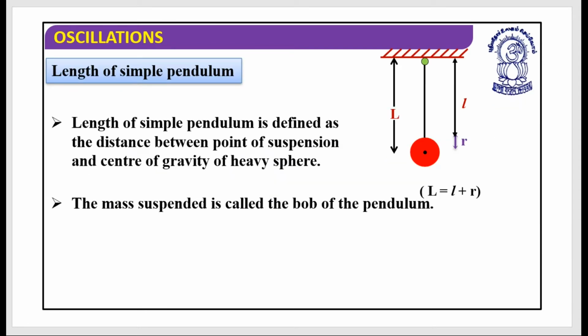What should be the length of a simple pendulum? When we define the length of a simple pendulum, it is the distance between the point of suspension, that means this, and the center of gravity of the heavy sphere. So it should be calculated up to this. It is the length of the string plus the center of mass, or center of gravity, of the sphere. The mass suspended is called the bob of the pendulum. I hope this is clear.